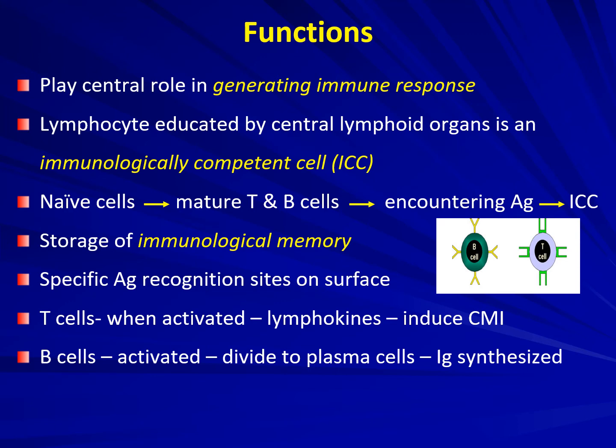The naive cells, on encountering the antigen, first become mature T and B cells, then after they understand what response to give, they are called immunologically competent cells. And they are a storage of immunological memory. The specific antigen recognition site is present on the surface of the cells. T cells when activated produce lymphokines and induce CMI. B cells when activated divide into plasma cells and immunoglobulins are synthesized.